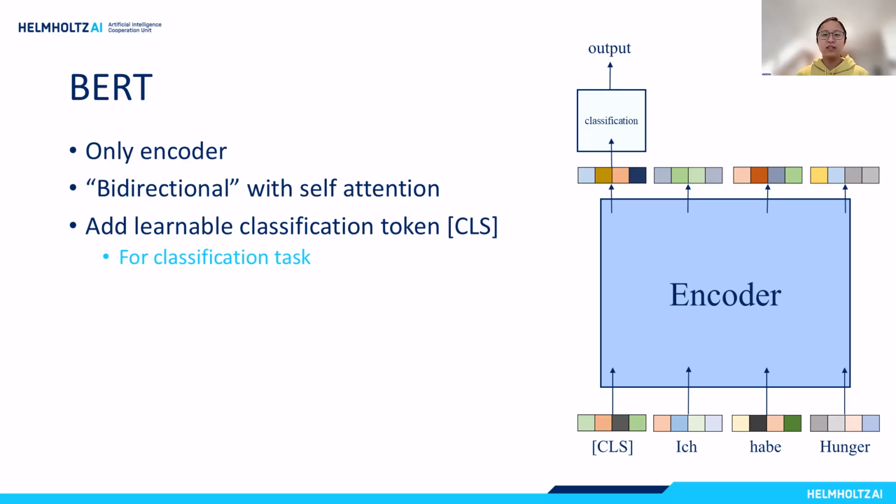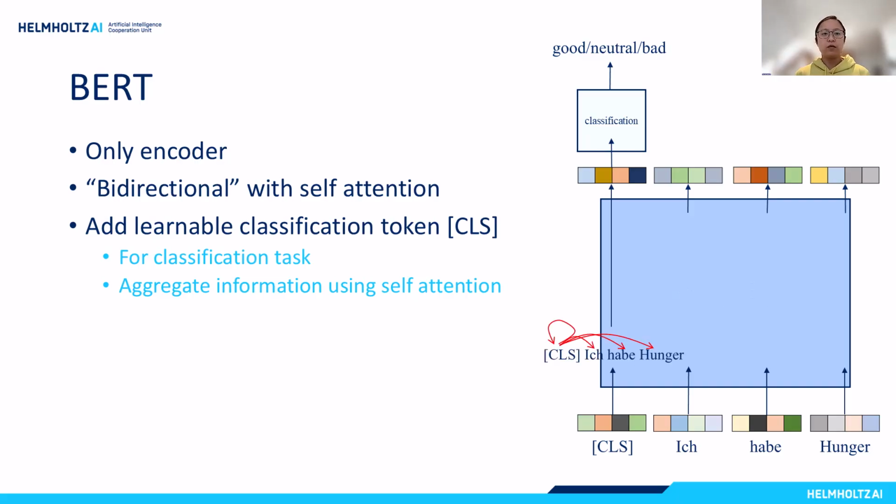One example of a task that can use the classification token is sentence classification, such as spam or not, or good, neutral, bad sentiment. The classification model is placed after the classification token. This class token will aggregate the information from the whole input using self-attention.